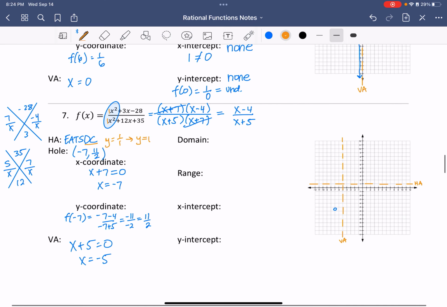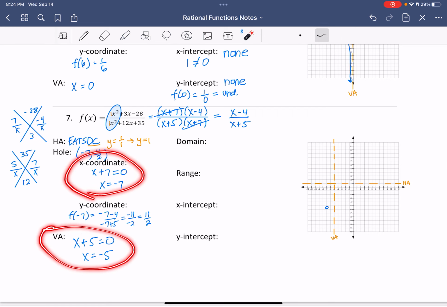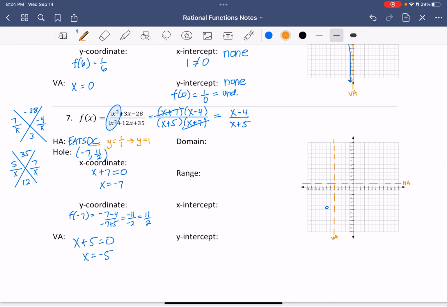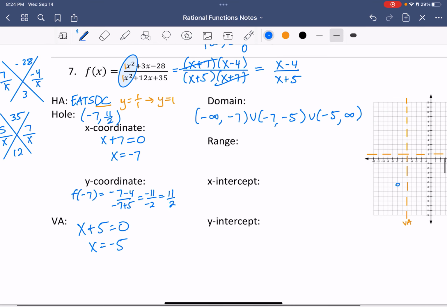Okay, for the domain, all real numbers except this x value and this x value. So everything except negative 7 and negative 5. Okay, negative infinity to negative 7, negative 7 to negative 5, and negative 5 to infinity.